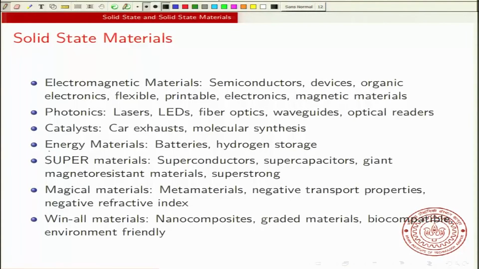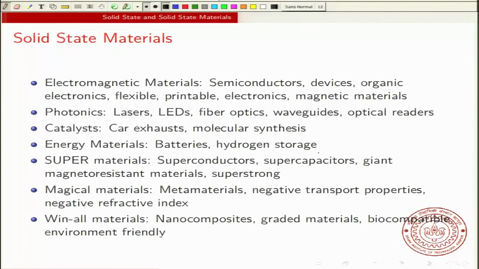Then there is a class of materials, again, recently there is a lot of interest in these energy materials. Here I am particularly referring to batteries like lithium ion batteries. Again, this is another solid state material. Then there are materials for hydrogen storage. Because if you can store hydrogen, you can use hydrogen as a fuel to do various activities like running cars, and so you need to store the hydrogen, and there are some solid state materials that are used for hydrogen storage.